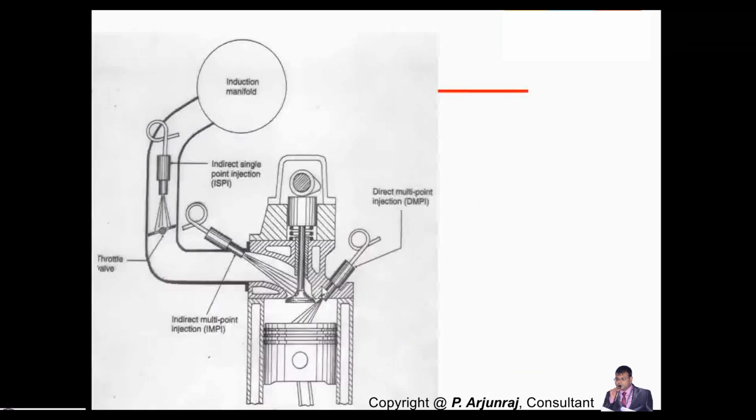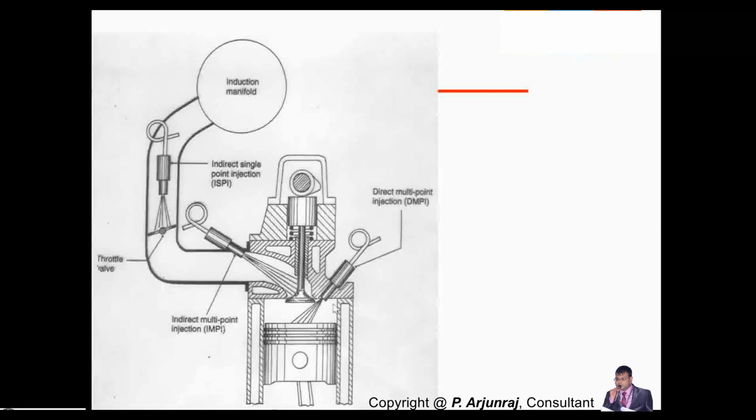With respect to the system, apart from the carburetor, we have the injection system. It includes three types. One is the single point injection system. It's basically an indirect single point injection system where you place the injector at the center, and here air and fuel get mixed and go to the combustion chamber. The next method is the indirect multi-point fuel injection system, where you inject the fuel in multiple points.